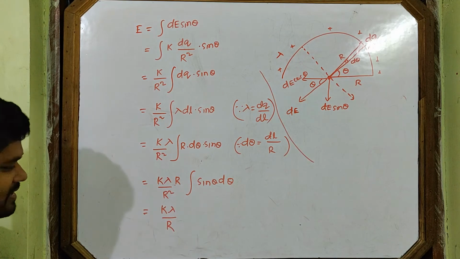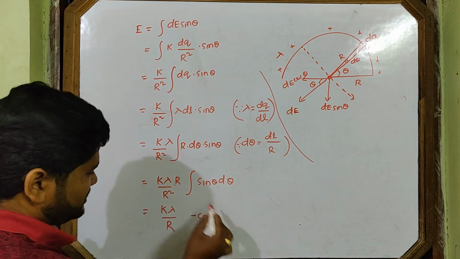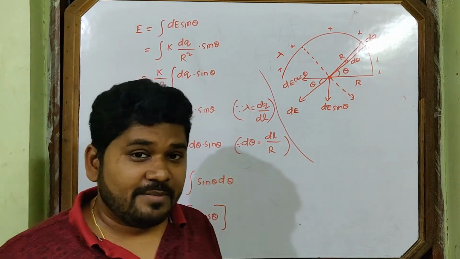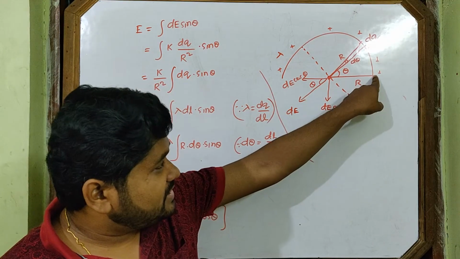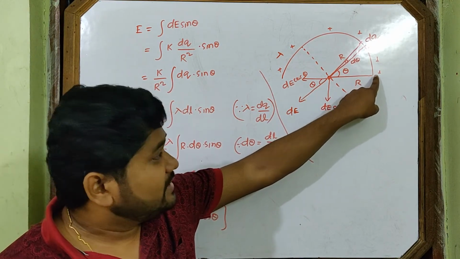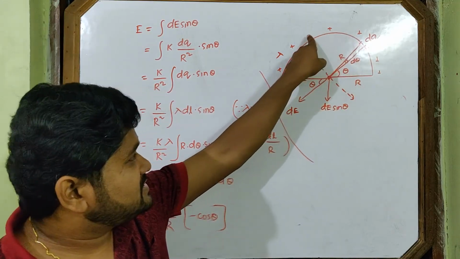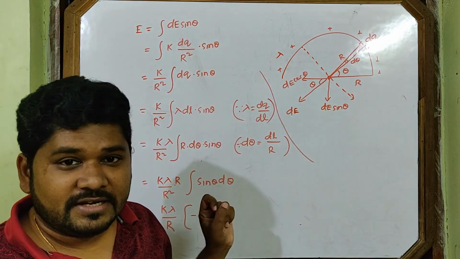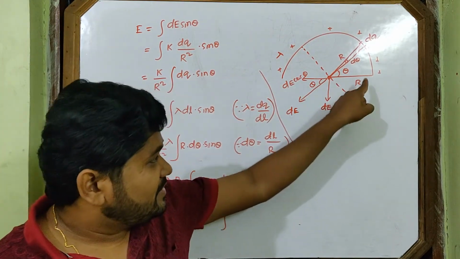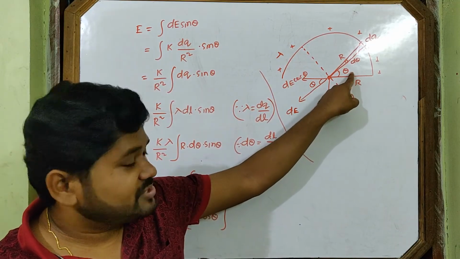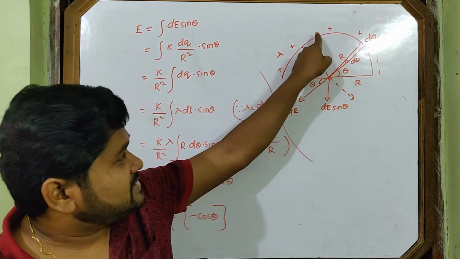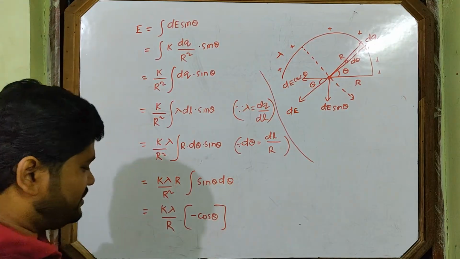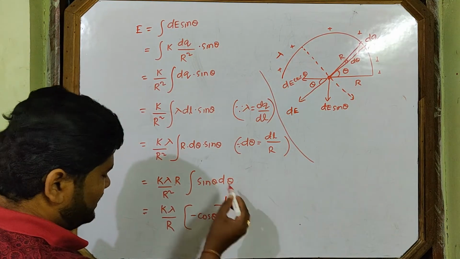What is the integration of sin theta? It is minus cos theta. But I have not put the limits. Now I have to put the limits. When I take the small section here, what will be the value of theta? 0. Then I choose the small section like this, like this, like this, then I come to here. When we are here, this theta will increase and become 180. Theta is always measured from the positive axis. So the limit is from 0 to 180.